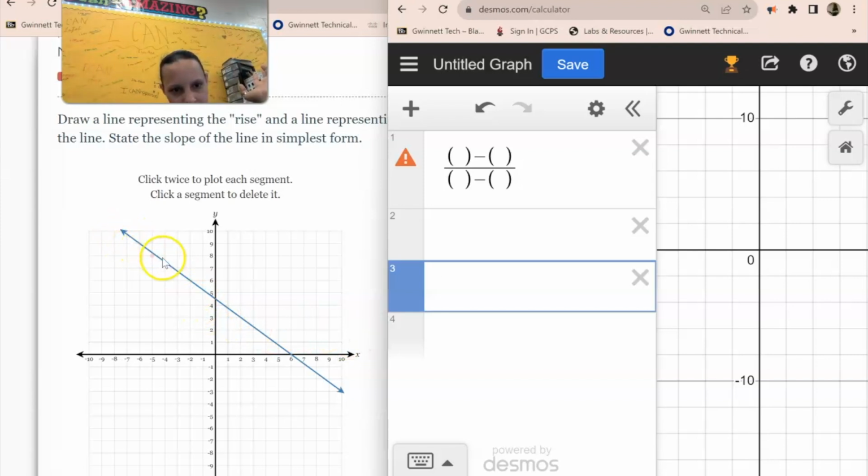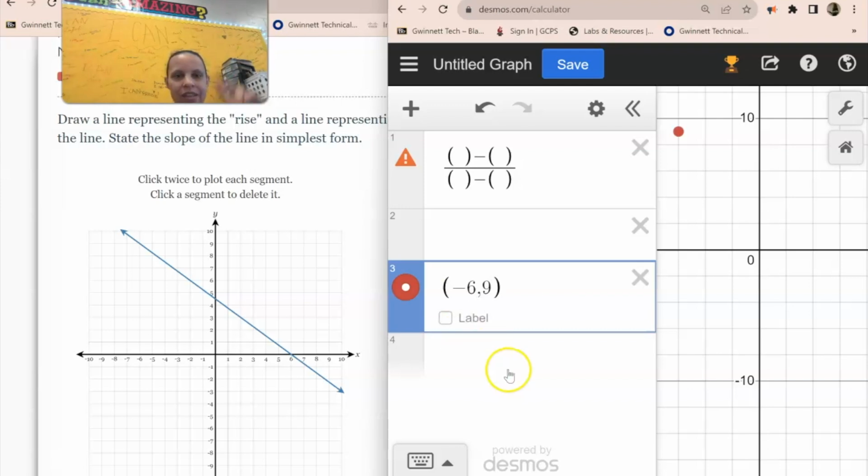So if I look along this blue line right here, I need to find a corner. You see right here, that's a corner. What's the x value? -6, and the y value is 9. I'm going to write it over here just so you don't lose track: -6, comma 9. X and y. How many points do I need?